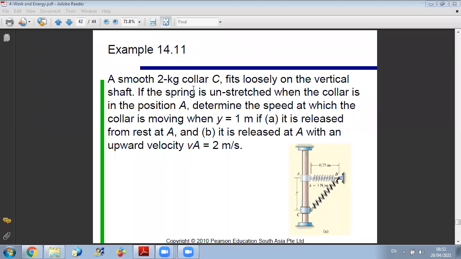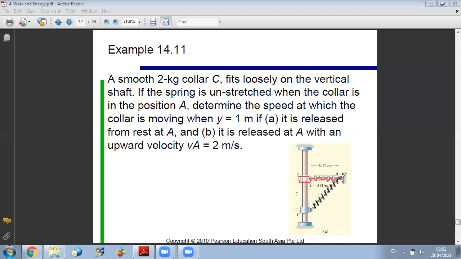A smooth 2 kg collar C fits loosely on the vertical shaft. If the spring is unstretched when the collar is in position A, determine the speed at which the collar is moving when y is equal to 1 meter. In part A, it is released from rest at A, and in B it is released at A with an upward velocity of 2 meters per second. So here we have a collar attached to a spring.